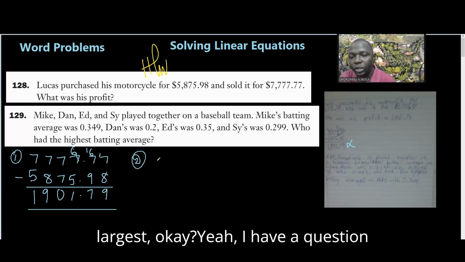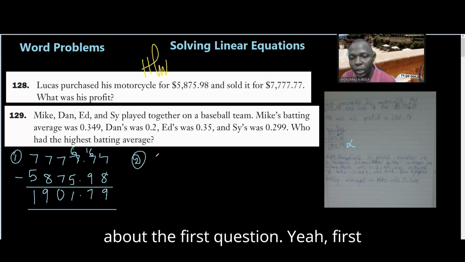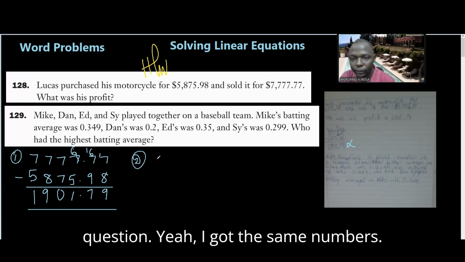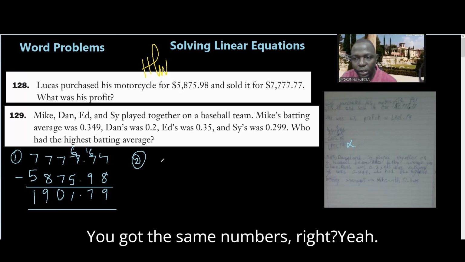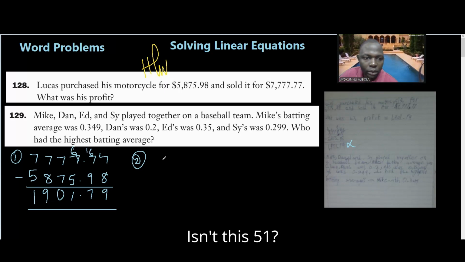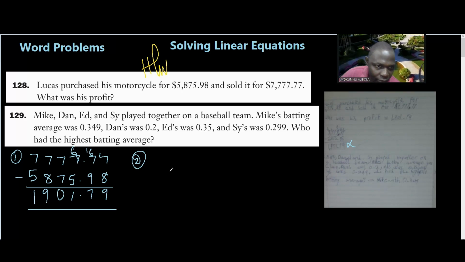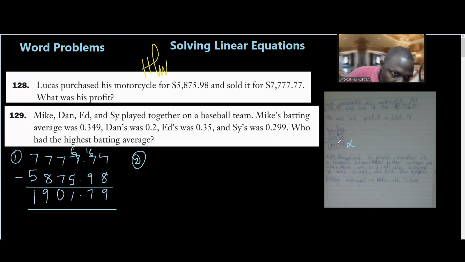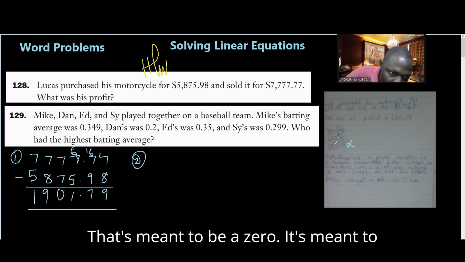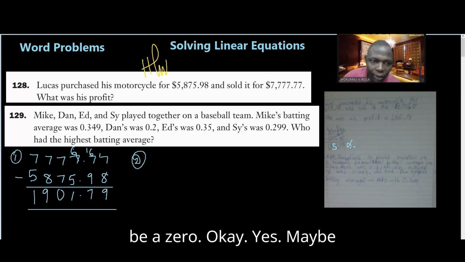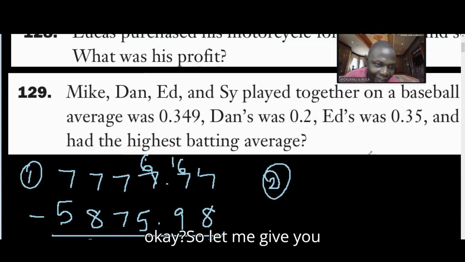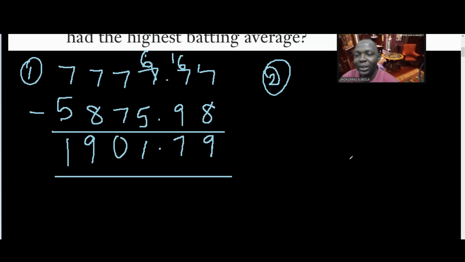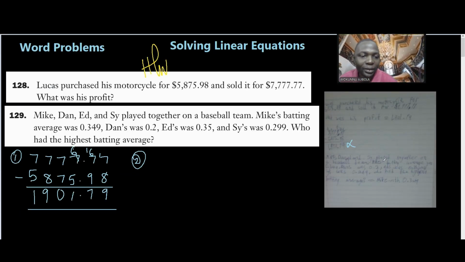You just want to arrange the numbers from the smallest to the largest, okay? I have a question about the first question. You got the same numbers, right? Isn't this 51? No, that's meant to be a zero. Maybe next time you should work on your handwriting, then I'll give it to you, okay?